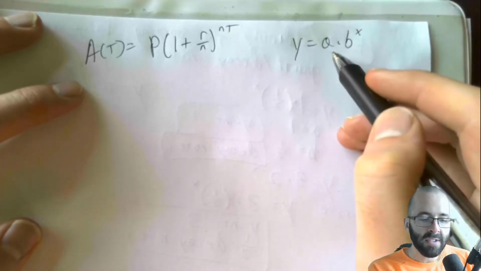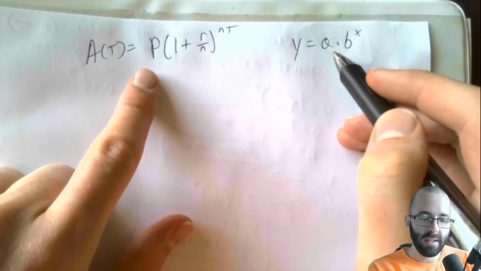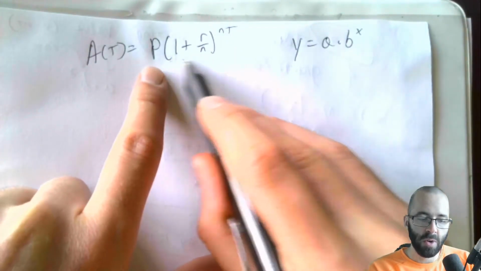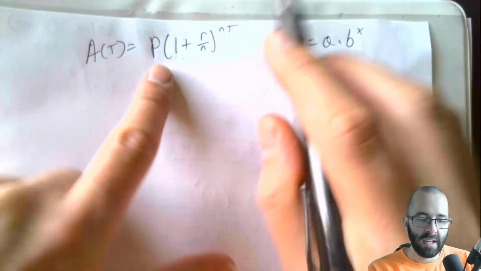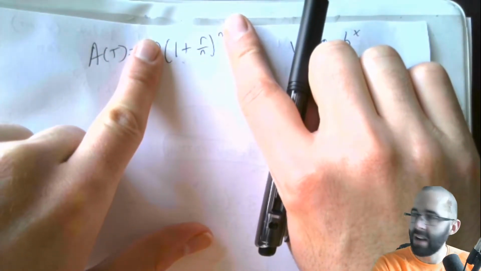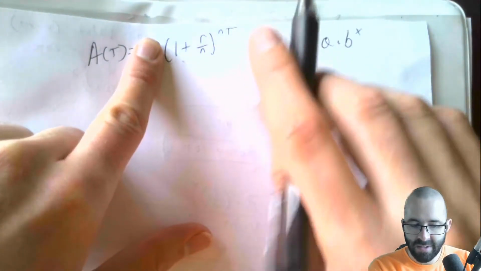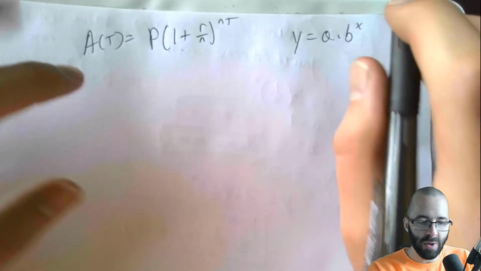Where a is our starting value, that's our P, and b is the thing with the exponent. That's this whole thing right here. Technically, this right here is our b, being raised to the t power, and then you multiply those exponents. So it basically is in this form.